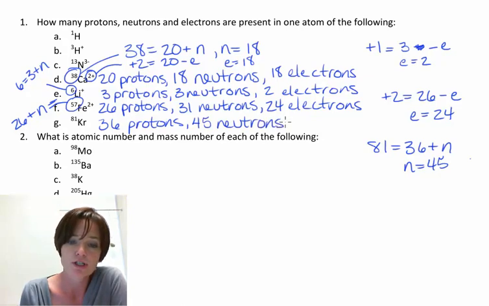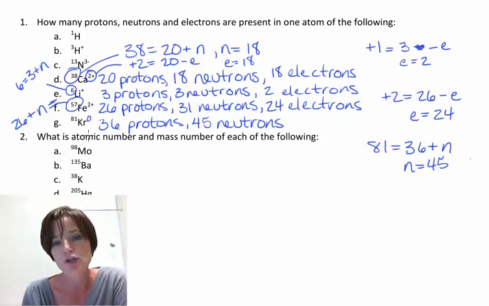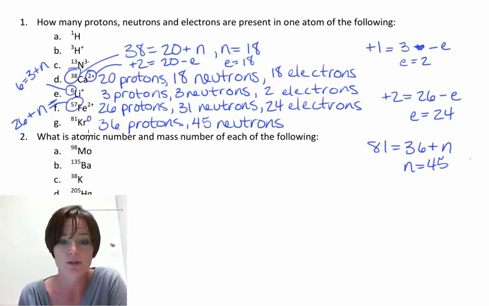And when we look at our charge, since we don't see anything here, the charge is 0. So you can assume there's a little 0 there. Anytime there's a 0 charge, that means that you have the same number of protons as you have electrons. So it is going to be 36 electrons.